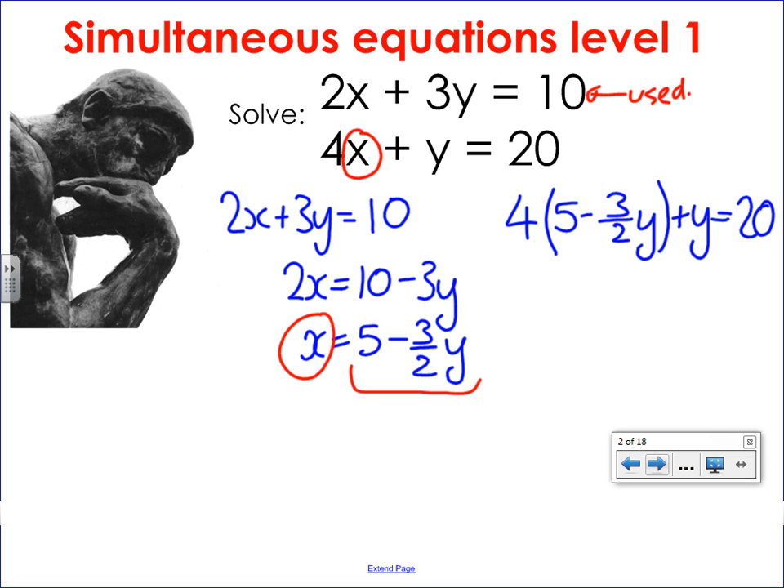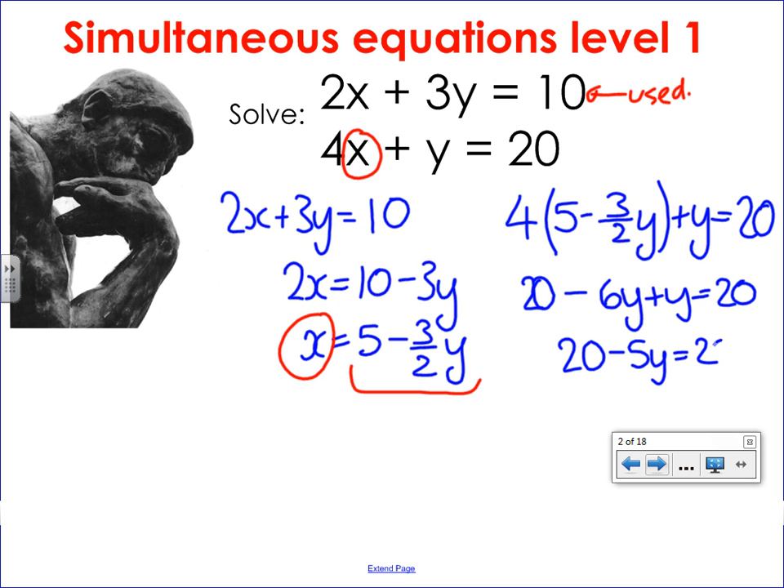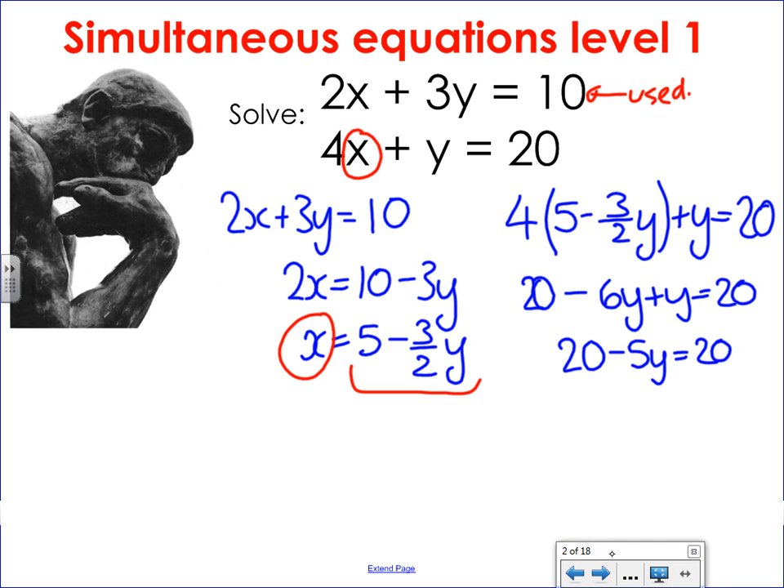Multiply out the brackets, that's 20. Then 4 times 3 is 12 divided by 2, so 6. Put a minus on there. Then minus 6y plus y is minus 5y. So 20 minus 5y is 20. Move that over: 20 is 20 plus 5y. What's the y? 0 is 5y, so y is 0.